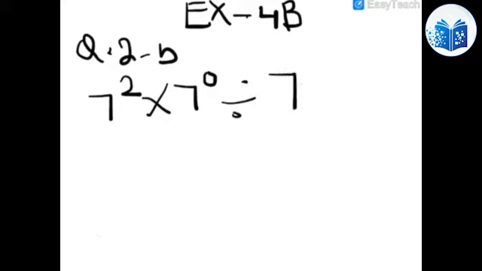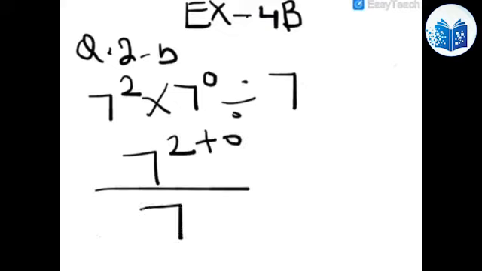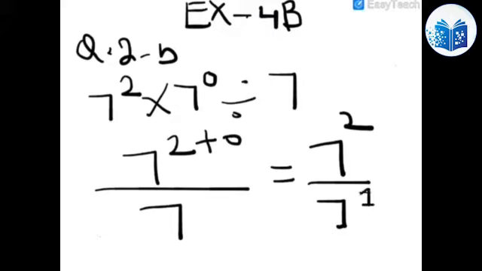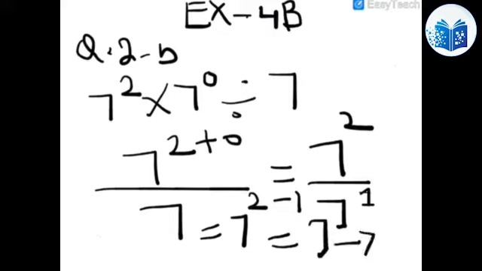Question number 2B. Now again, they have made a combo of 3 different laws. 7 power 2 multiplied by 7 power 0 divided by 7. So what will we do? 7 power 2 plus 0 over 7, which is equal to 7 power 2 over 7. This 7 does not have any written power, it means it has the value 1. So it will become 7 power 2 minus 1, which is equal to 7. And this is the answer.